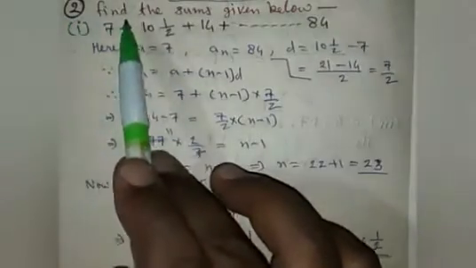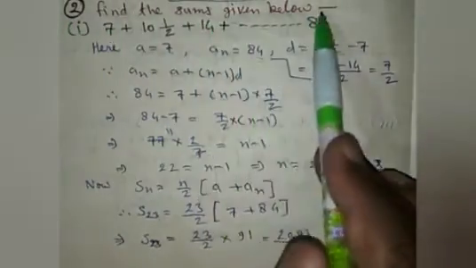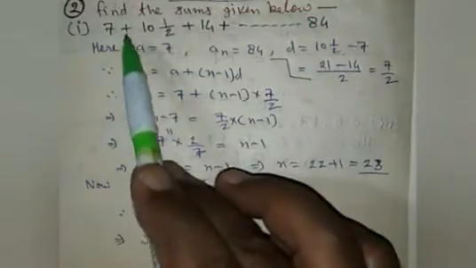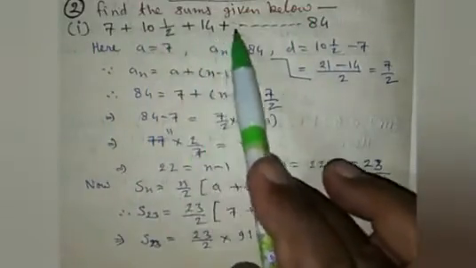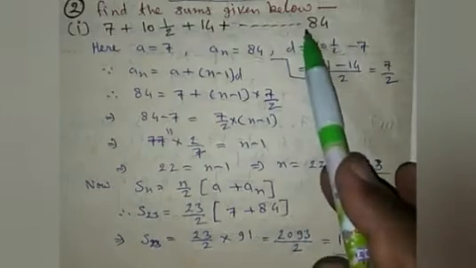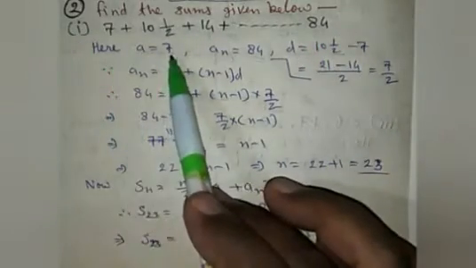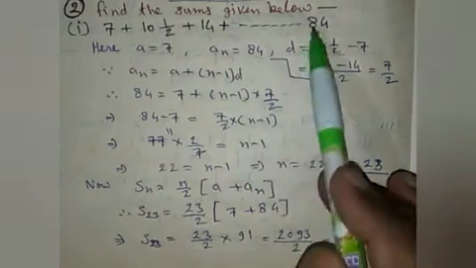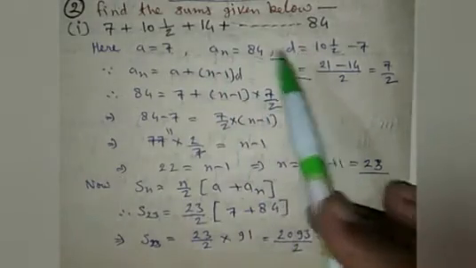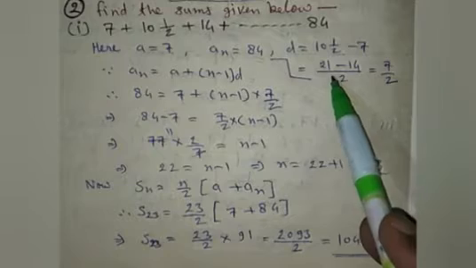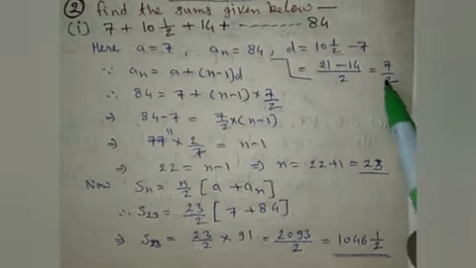In question number 2, find the sums given below. The first part is 7 plus 10 and a half plus 14 plus and so on up to plus 84. Here a equal to 7 and the last term is 84, and d is equal to 10 and a half minus 7, that is equal to 7 by 2.